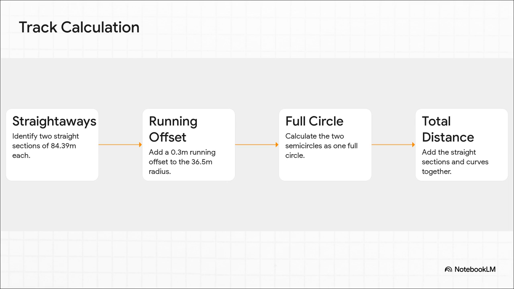Third, we have two curved semicircles on either end. If you push those two halves together, what do you get? One perfect full circle. So we calculate that circumference using our formula, 2 times pi times our new radius of 36.8. Now for the magic.